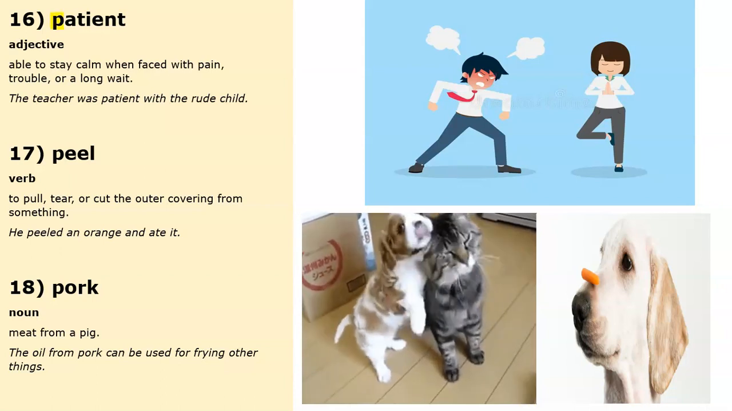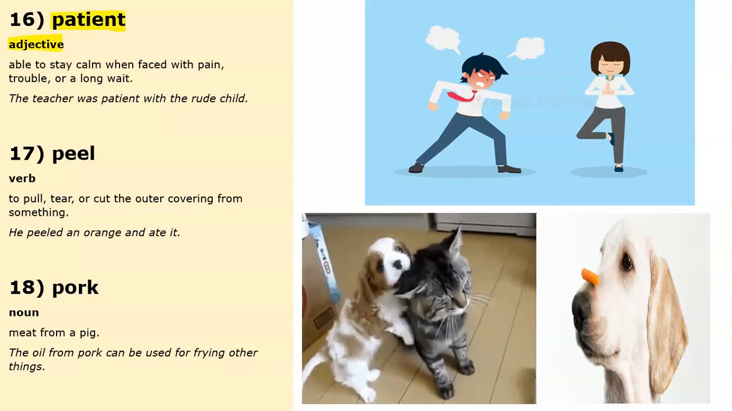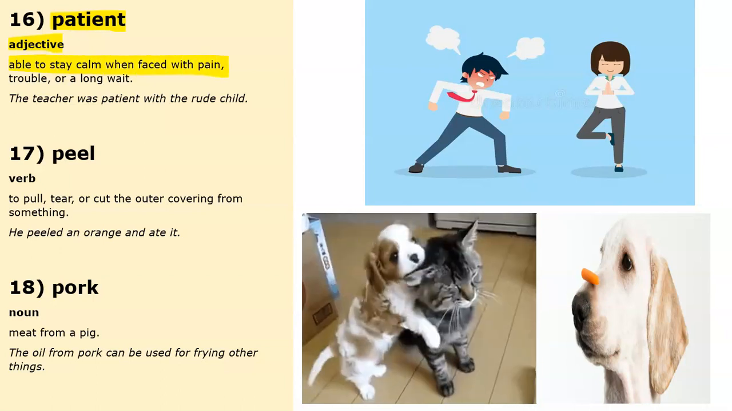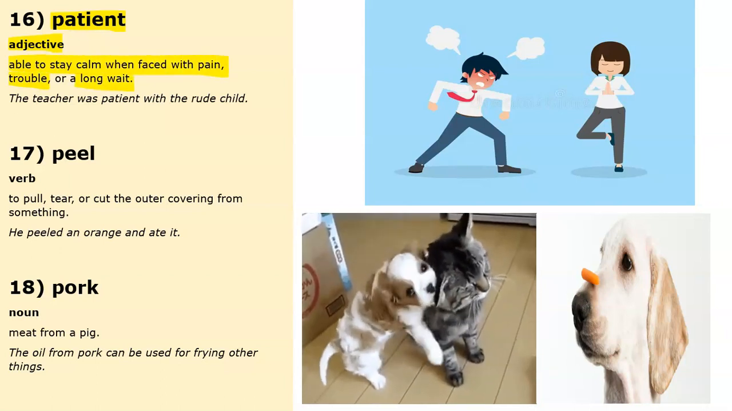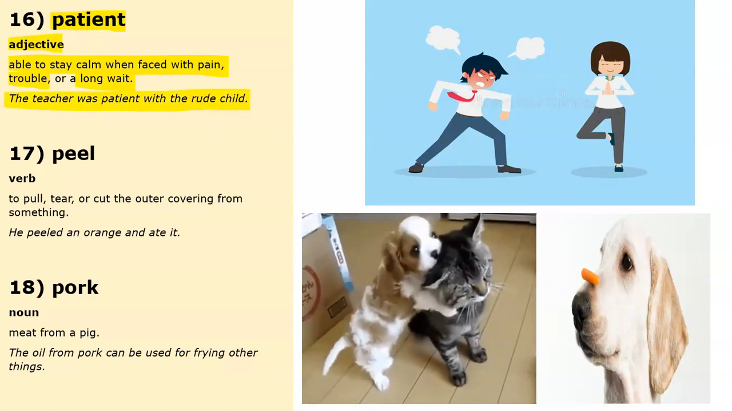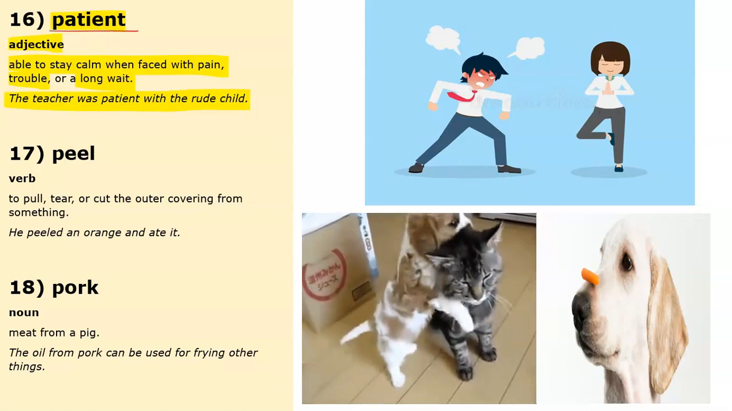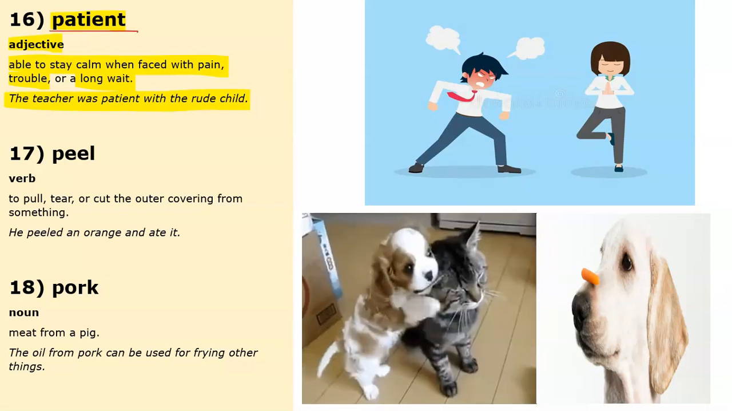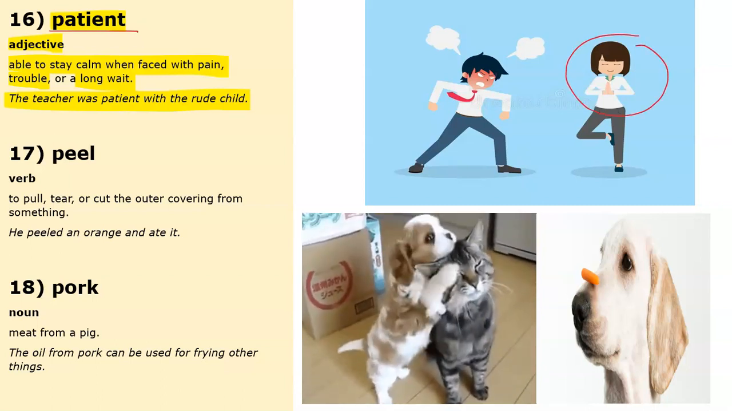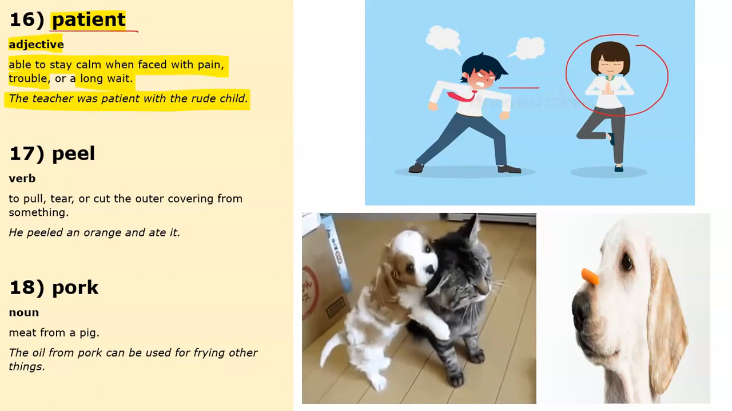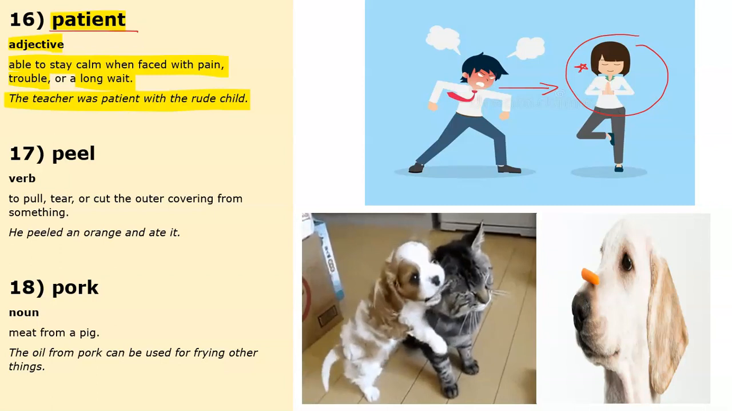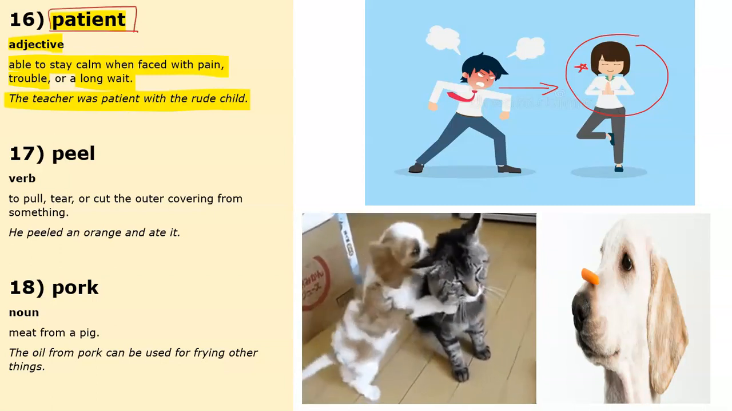Our next word is patient. Patient is an adjective and it means able to stay calm when faced with pain, trouble, or a long wait. For example, the teacher was patient with the rude child. Someone who is patient does not become angry easily. Instead, they are calm even if there's something difficult going on or there's an angry person talking with them. They will not get angry. They will stay calm because they are patient.